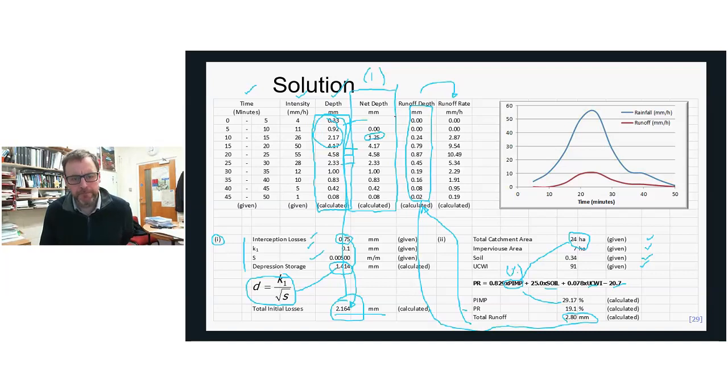Okay. So just to be clear, I'm not sure I covered that properly. To get the runoff depth, so this column here, we multiply this column by the 0.91. Okay.